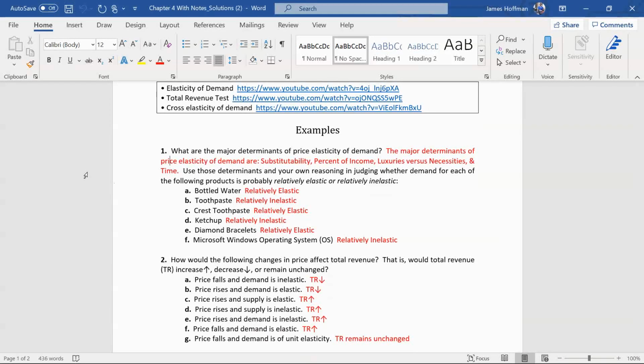So the determinants we learned about were substitutability, right? More substitutes, more elastic. Percentage of income, so if it's like a vacation or a new car, more elastic. Luxuries are more elastic than necessities. And the longer the time period goes on, the more consumers can adjust. So with more time, the good becomes more elastic.